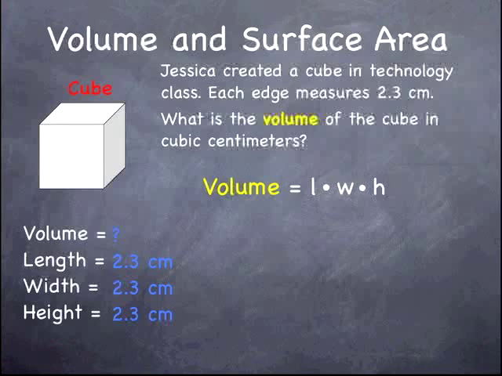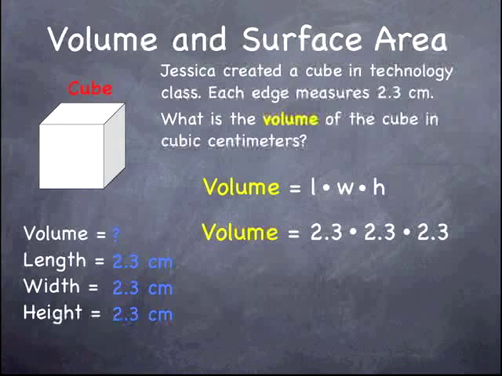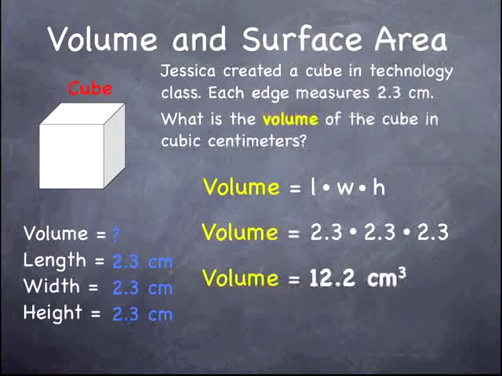Now simply what we will do is plug our values into our formula. Volume will equal 2.3 times 2.3 times 2.3. If we put that into our calculator, the volume of Jessica's cube will be approximately 12.2 centimeters cubed.